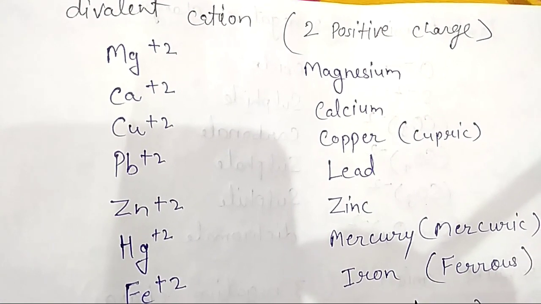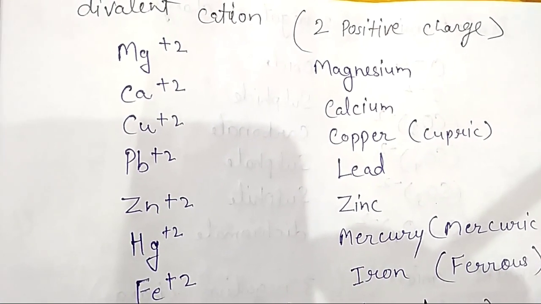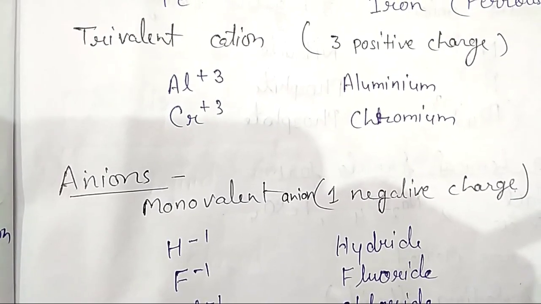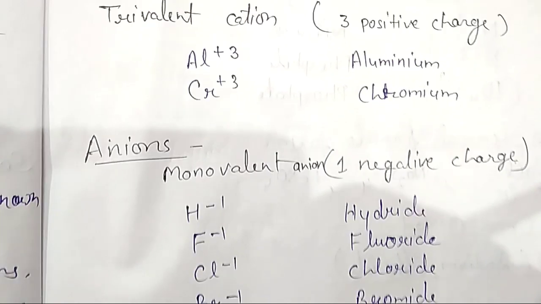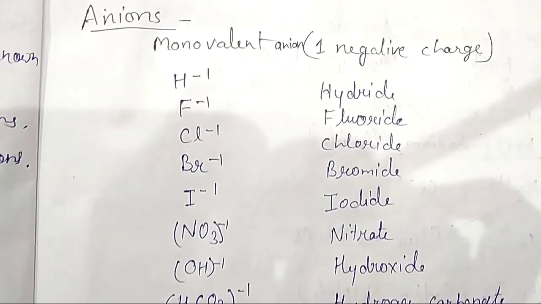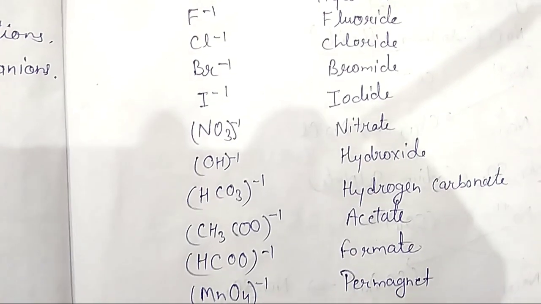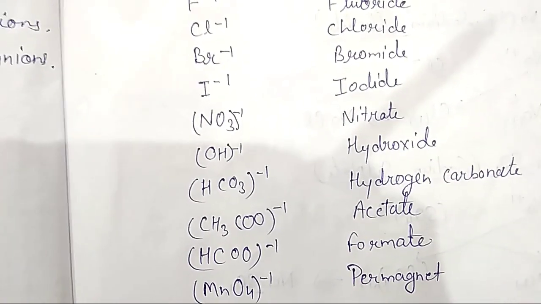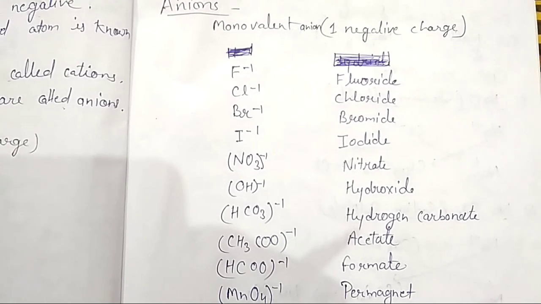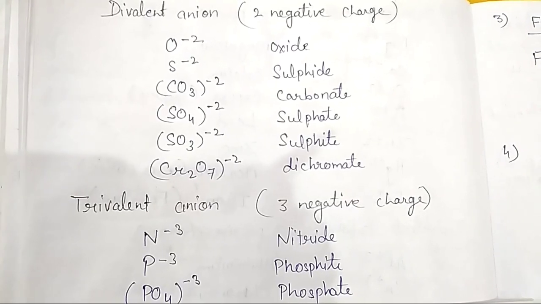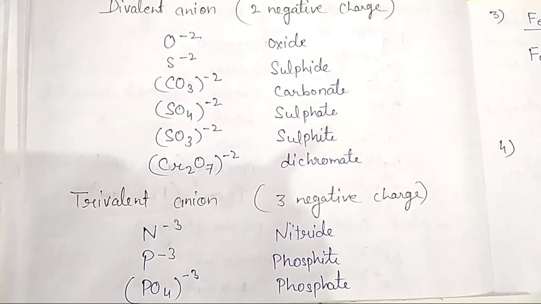These are divalent cations that have 2 positive charges. These are trivalent cations. Now you can see here, these are monovalent anions. These are divalent and trivalent anions.